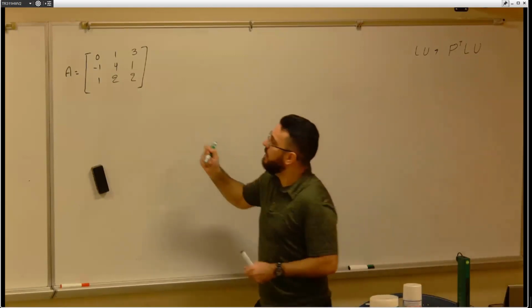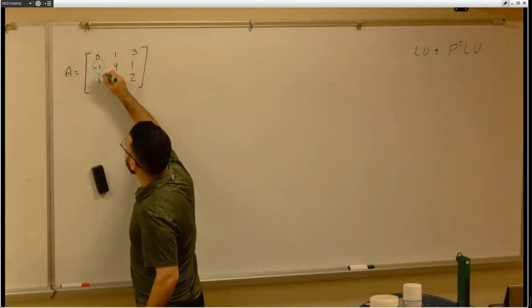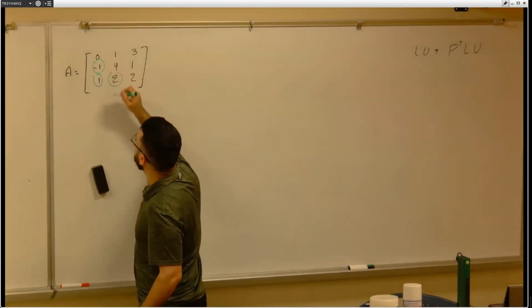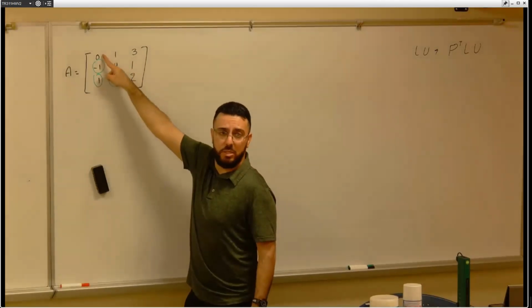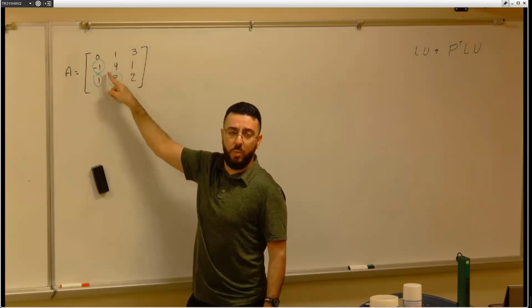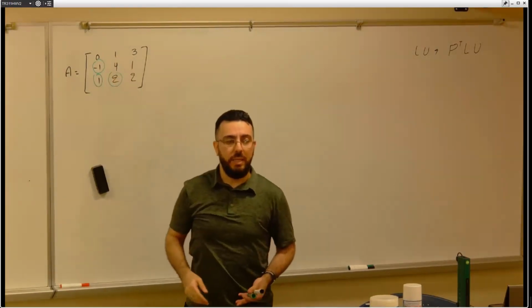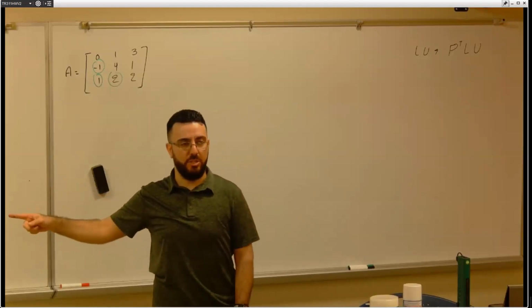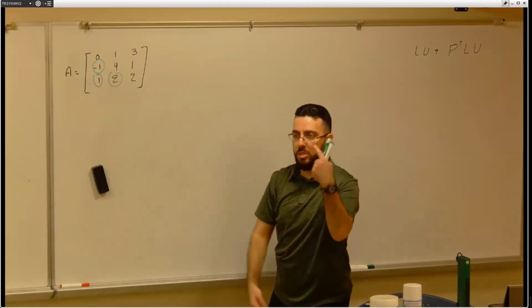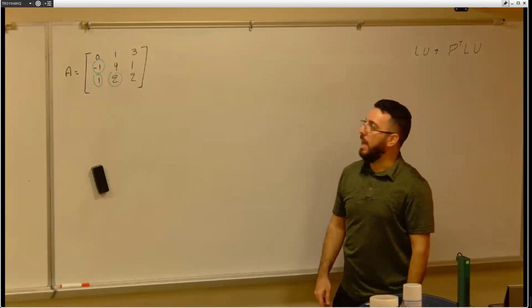Can I convert this one and this one and this one to zeros? Can I convert -1 to 0 by using the 0? You can't. Any number you multiply by 0 and add to the -1 is not going to change it to 0. What does that mean? That means this is not LU factorization. I have to interchange the rows. I'm going to switch 1 with the 3.